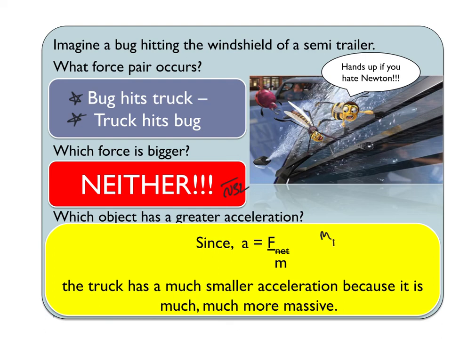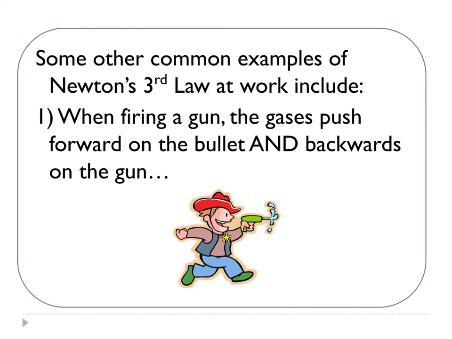So which object has the greater acceleration? Well, the mass of the bug is pretty small and the mass of the bus is pretty big. So if the force of the bus on the bug is the same as the force of the bug on the bus, then the small mass of the bug has to have a big acceleration and the big mass of the bus has to have a small one. So which one has the bigger acceleration? The bug, because he's now going the opposite direction. All right, short ones.